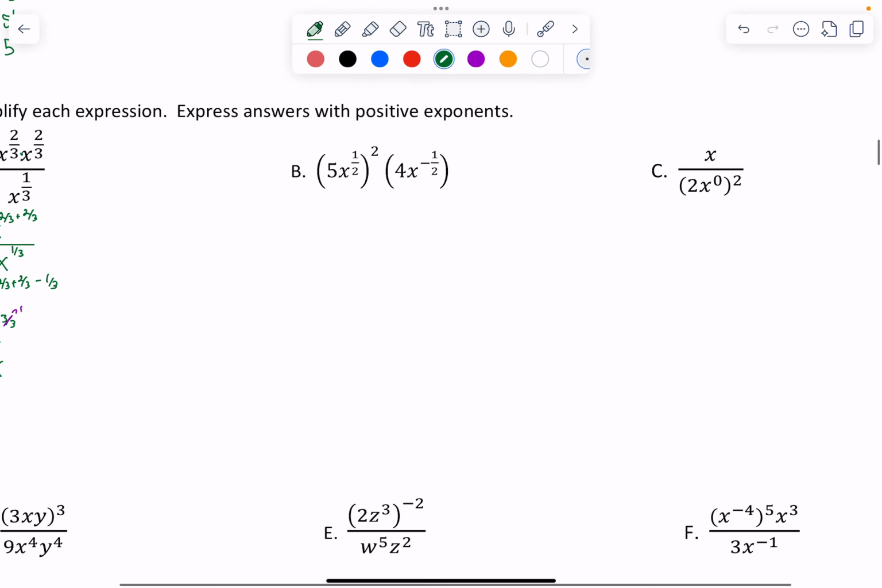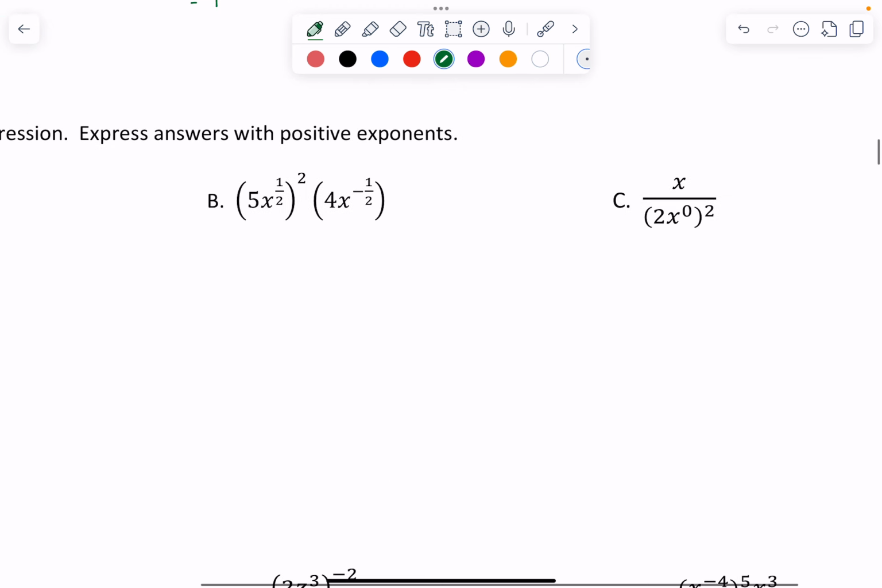All right, in B, we have 5x to the 1/2, and that's being put to the power of 2. And then we have 4x inside the bracket, like this is being multiplied. We have 4x to the negative half. Well, because this 2 is on the outside of the bracket, it gets distributed to this half and also this 5 right here. So that bracket gets reduced to 5 squared, and then x, and that'd be 1/2 times 2, right? Like that's what that bracket becomes when you expand that 2 in.